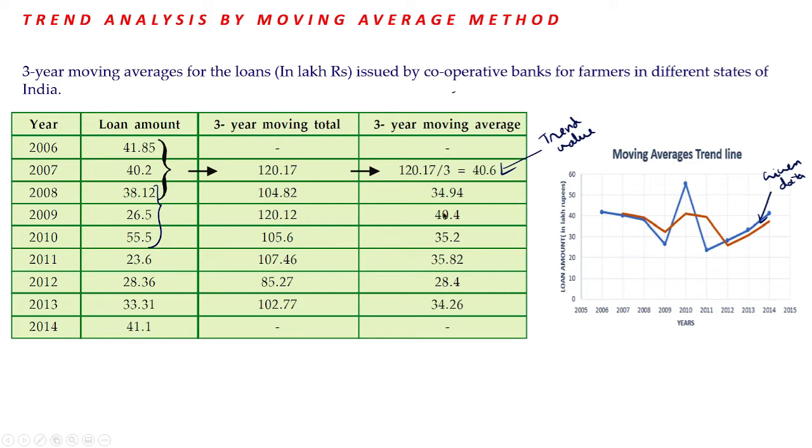When we plot this 3-year moving average on the graph, we get a line which is comparatively smooth if we compare it with the given data. So this is the 3-year moving average. Here we can see that the red line is slightly smooth when compared to the observed data points, which are very sharp. So this is how we can use the moving average method to analyze the trend.